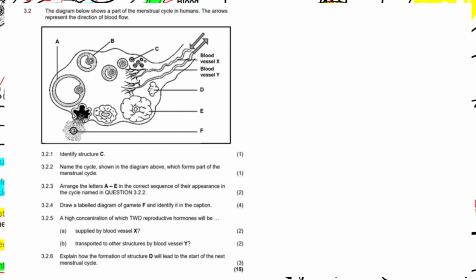Welcome to Edu-ca-te. Today we're going to be doing our practice number 4 on the topic of human reproduction. So do tell me in the comments if you're having challenges with all these topics, then I'll try to make as maximum videos as I can. So now in this one we're given the diagram below showing a part of the menstrual cycle in humans.